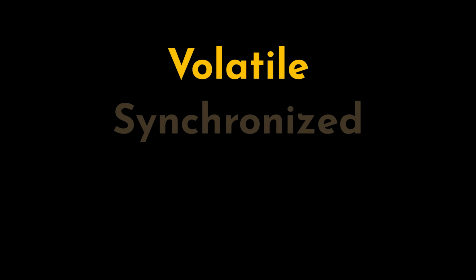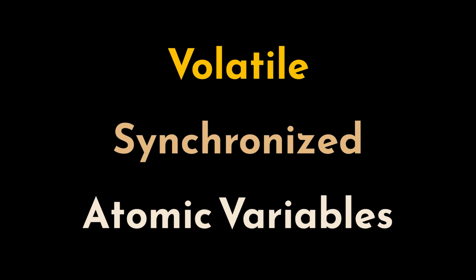In today's video, we are going to take a look at how concurrency is implemented in Java. To do this, we'll start by covering the volatile and synchronized keywords, then check out atomic variables.